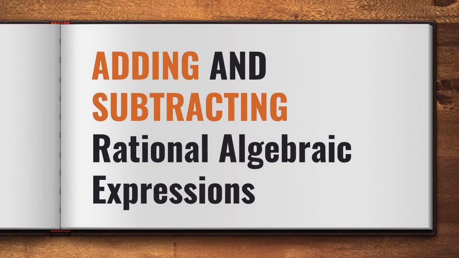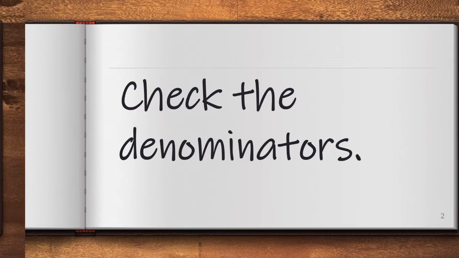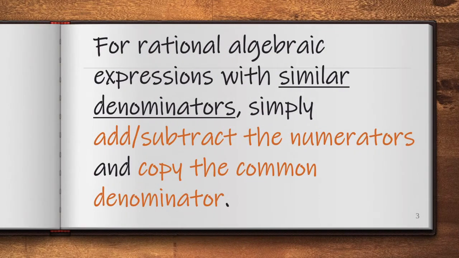The topic for today is adding and subtracting rational algebraic expressions. The very first thing to do in adding and subtracting rational algebraic expressions is check the denominators. Why? Because we have different steps to take if the denominators are similar and if the denominators are not similar. For rational algebraic expressions with similar denominators, simply add or subtract the numerators and copy the common denominator.